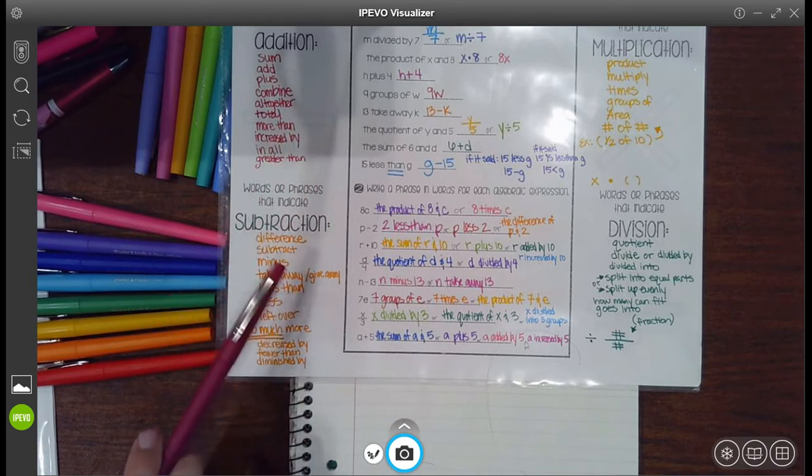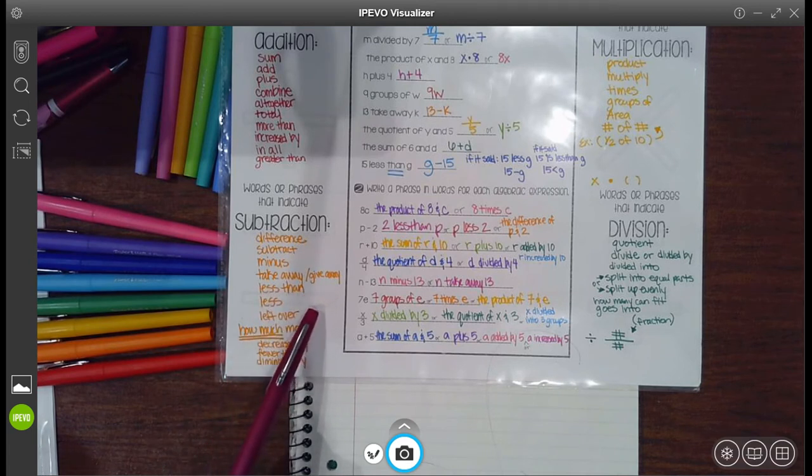And then for subtract, difference is a good one to have always. And then, take away, give away, less than, less, leftover. How much more? Or how many more? That means subtracting because you're trying to find the difference between them. Okay, that's a good one to have on your list. Decreased by, fewer than, diminished by is one that not a lot of kids knew. So diminished by. Okay.